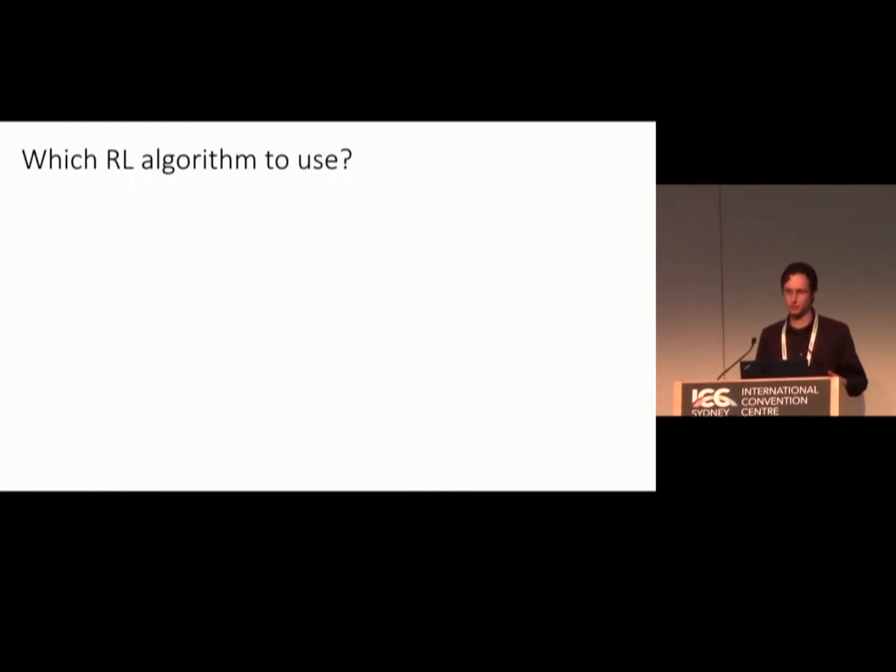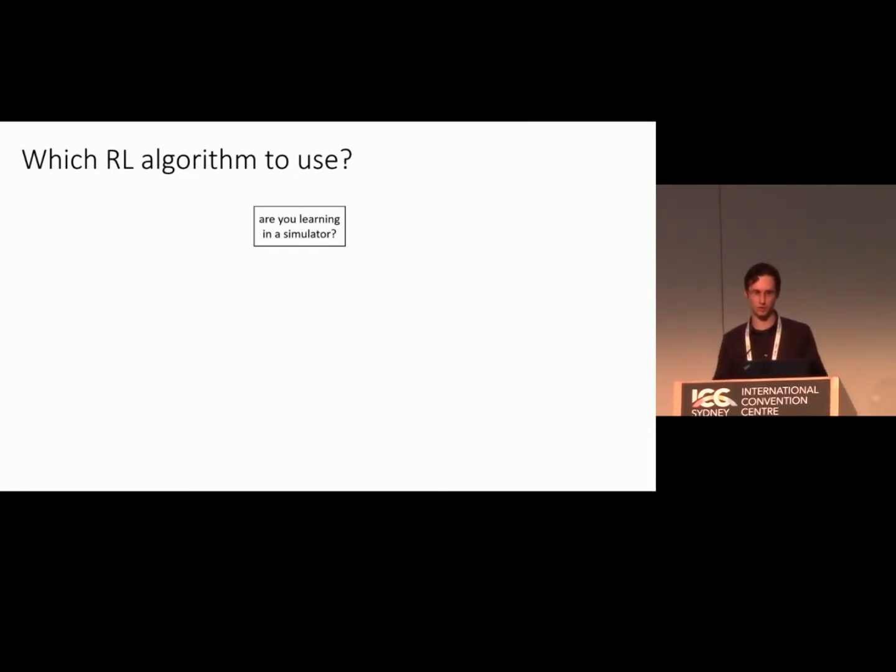So which RL algorithm should you use? Here's a very coarse, high-level flow chart that you can use. Now, take this with a grain of salt, of course. It depends very heavily on the particulars of your problem. But when I'm tackling a particular reinforcement learning problem, one of the first questions I ask is, are you learning in a simulator? So do you have access to a simulation of the system, or do you have to actually learn directly in the real world?